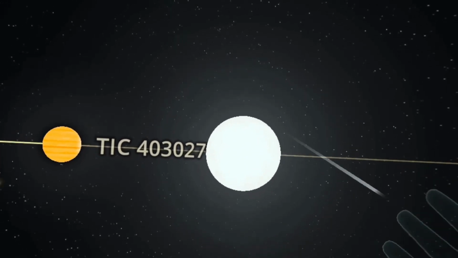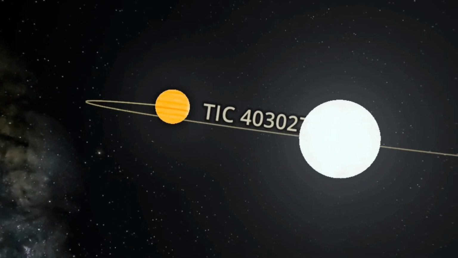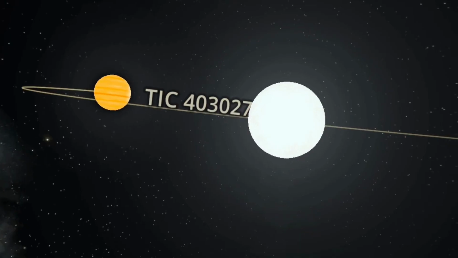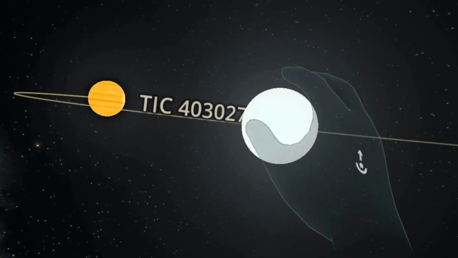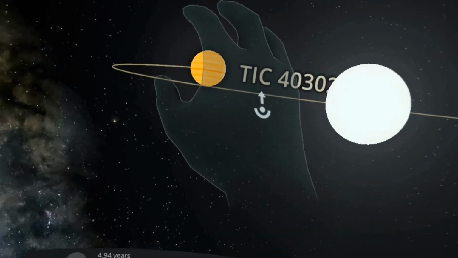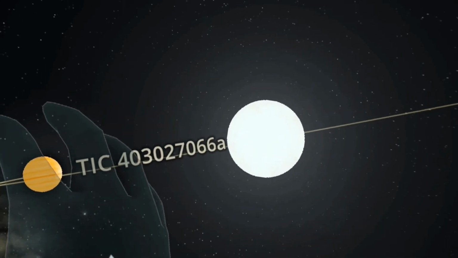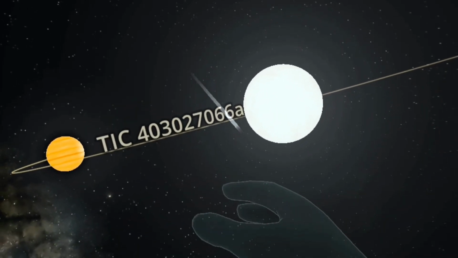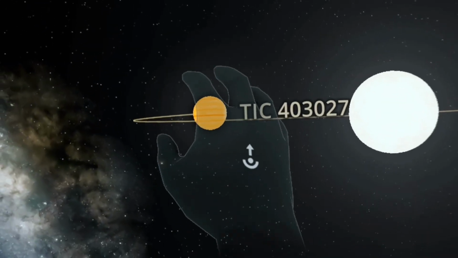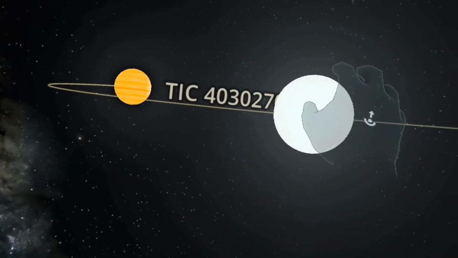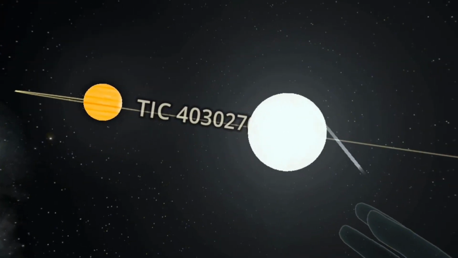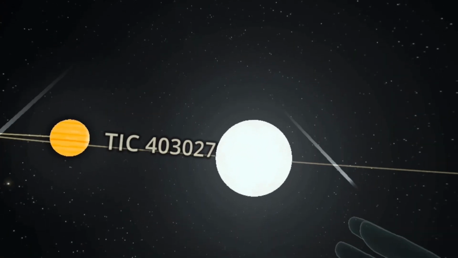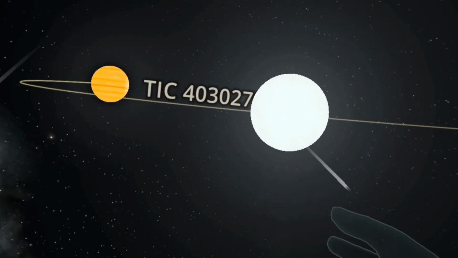What's really neat about this is that it was actually discovered via the transit method. The transit method is basically you're looking at a star's overall brightness, and that brightness is dimmed by the object orbiting. In this case, it's this star, TIC 403027066A. That's the actual companion that is blocking the light of this primary star. And what's really cool is we're in VR, and I'm actually going to show you a little thing on the transit method that I think is really neat.